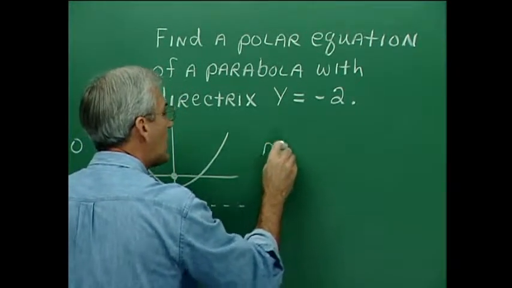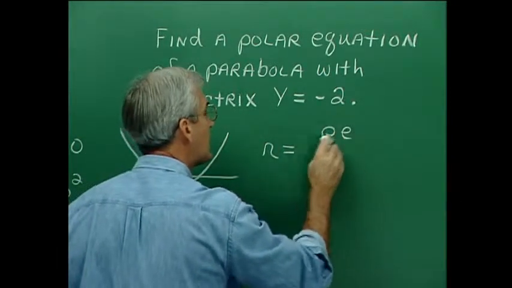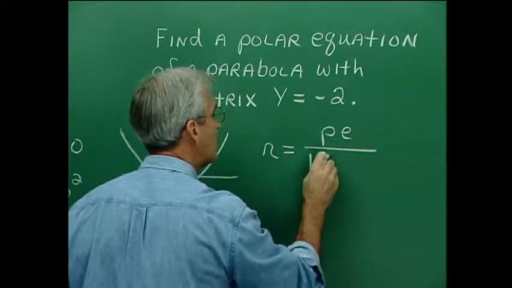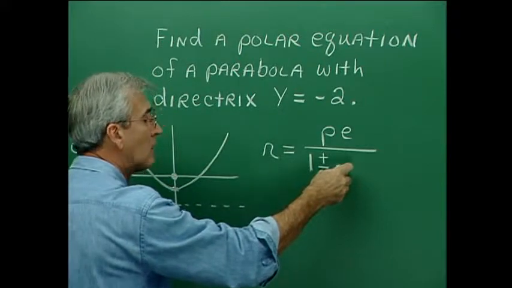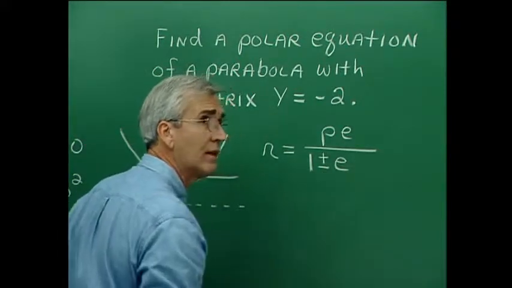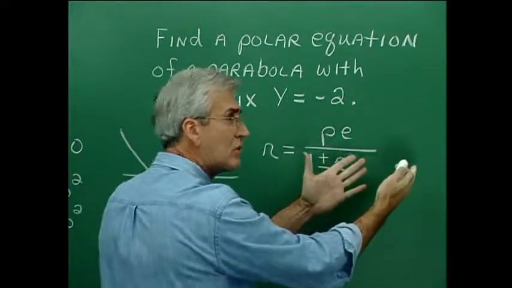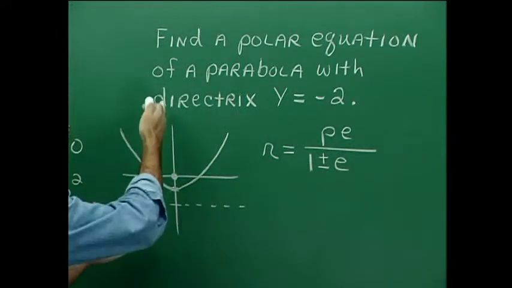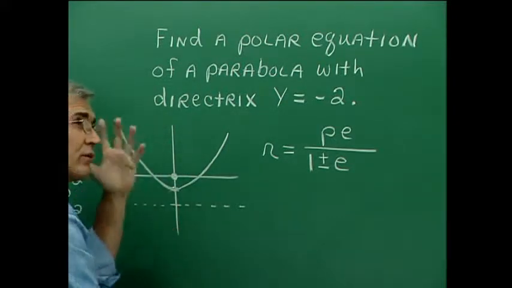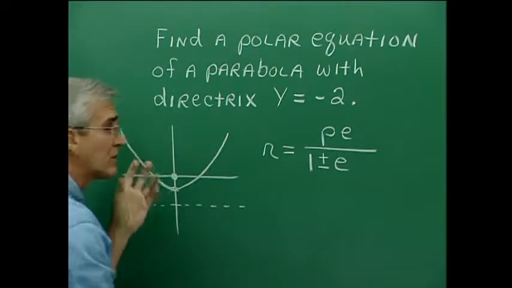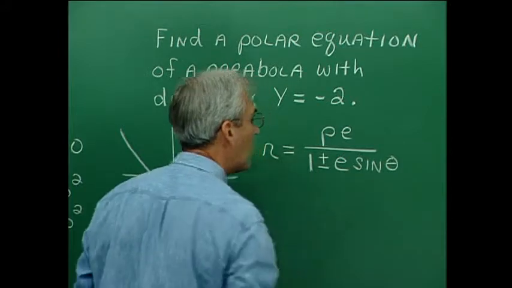It is r equals, now our just basic idea about this is pe over 1 plus or minus e sine or cosine theta. Now the sine or cosine, well, we can make a quick decision about that. Because we have a vertical axis of symmetry here, then we know that we have this vertical configuration. That's the idea of sine. So it's sine theta that we want.